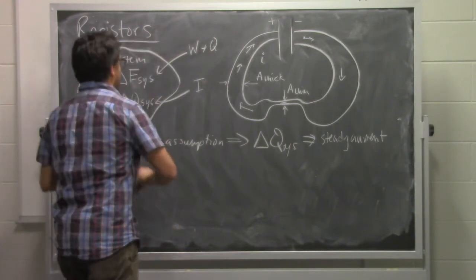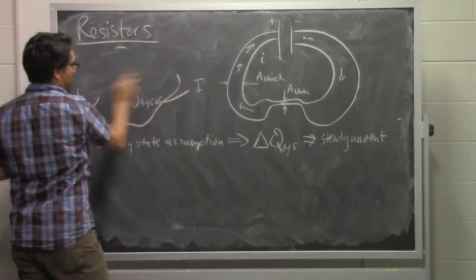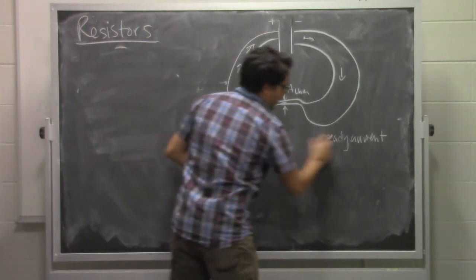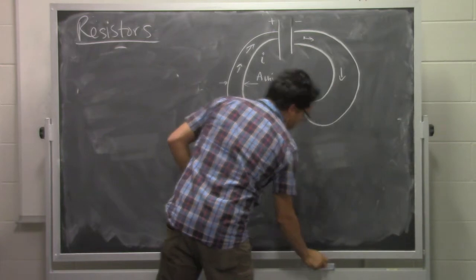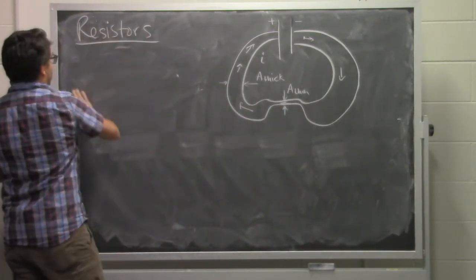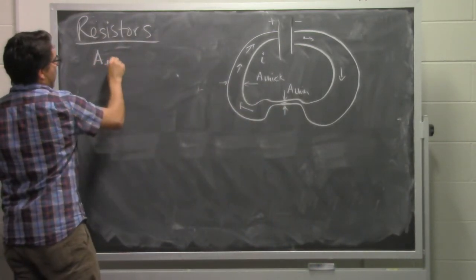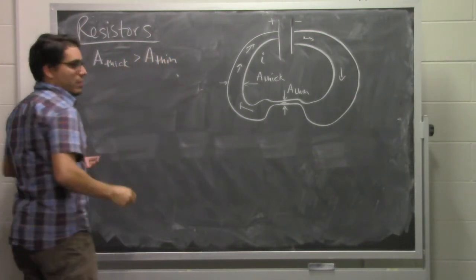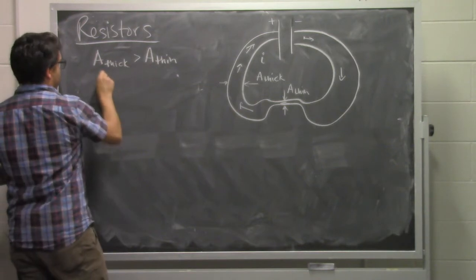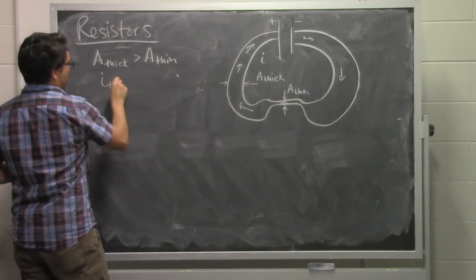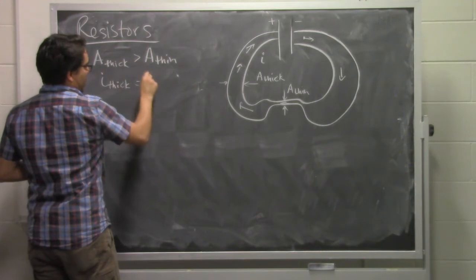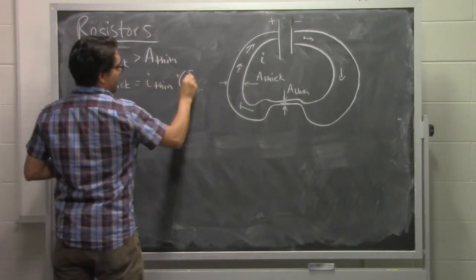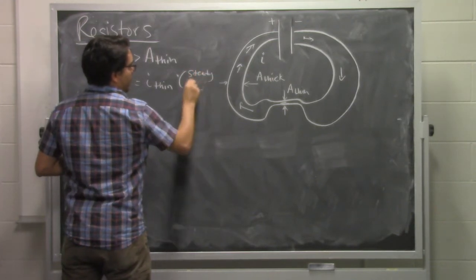So what we're going to do is clean up this area here, because what we're going to show is something that tells us about the relationship between the fields that we expect in these two pieces of wire. So in this case, the thick wire has a greater area than the thin wire. But under that steady state assumption, what we're saying is that the electron current in the thick wire is the same as the electron current in the thin wire. That is our steady state assumption.